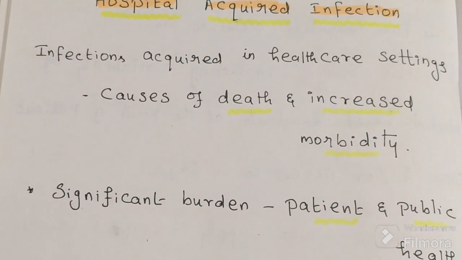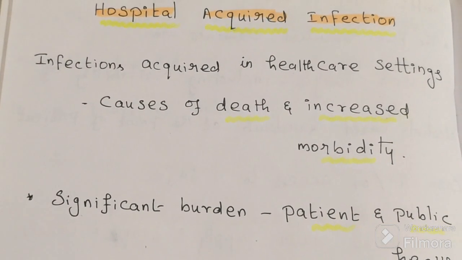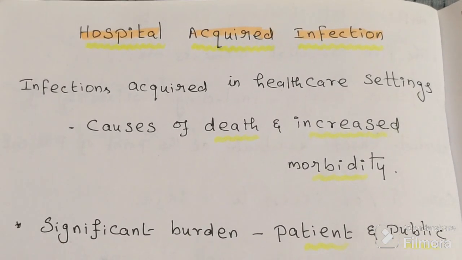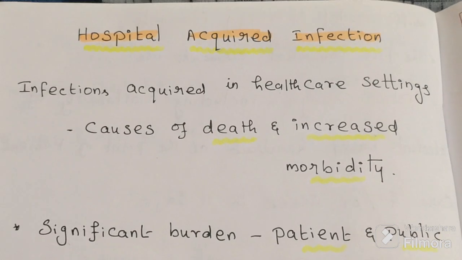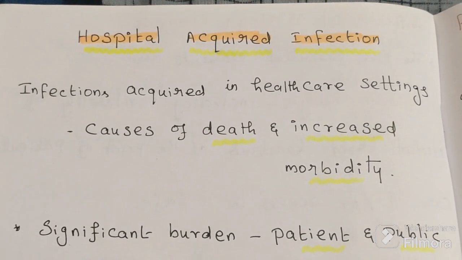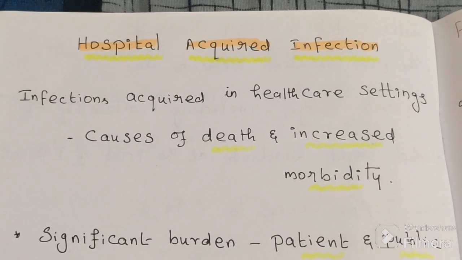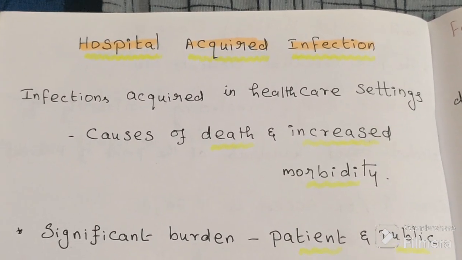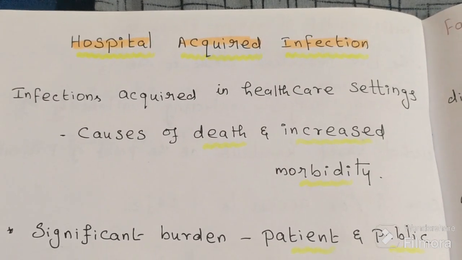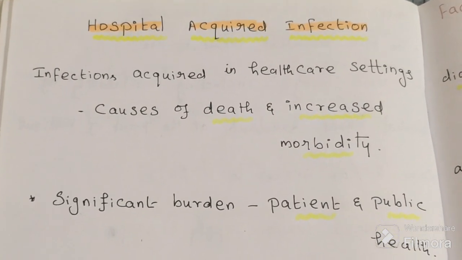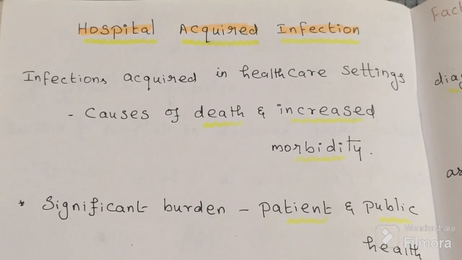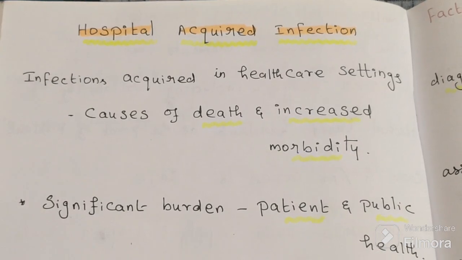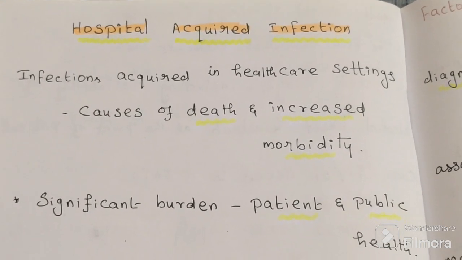Today's topic of discussion is hospital acquired infection. What is hospital acquired infection? Infections occurring in healthcare settings are among the major causes of death and increased morbidity among hospitalized patients. Hospital acquired infections are a significant burden both for the patient and for public health.